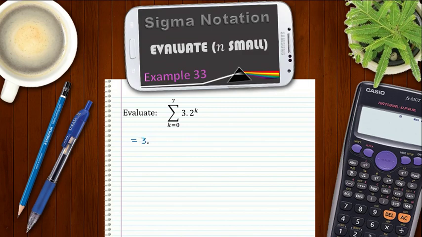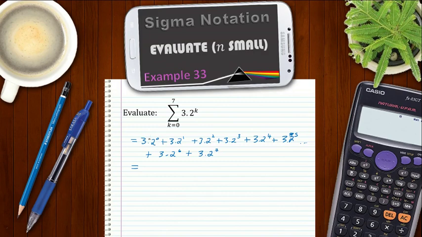So we're going to say 3 times 2 to the power of 0, plus 3 times 2 to the power of 1, plus 3 times 2 to the power of 2, plus 3 times 2 to the power of 3, plus 3 times 2 to the power of 4, and so on up until 7. Alright, then we just work it out.